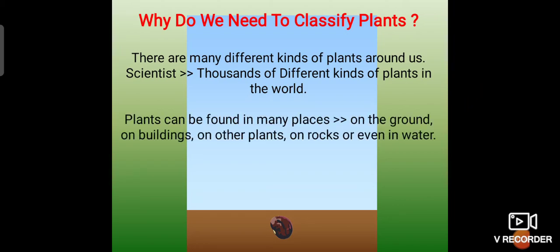And then, where can we find plants? We can find plants in many places. On the ground, on buildings, on rocks, or even in the water. In the sea, in lakes, in the rocks, on high mountains. Almost every part of the earth has plants on it.